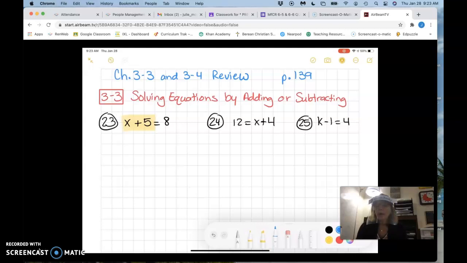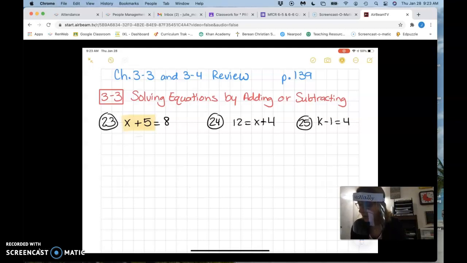So x has a 5 being added to it, so I'm going to do what? I'm going to subtract 5, and whatever I do to one side, I do to the other. So what happens to my two 5s? They cancel out, and I'm just left with x. That is correct. 8 minus 5 is 3.